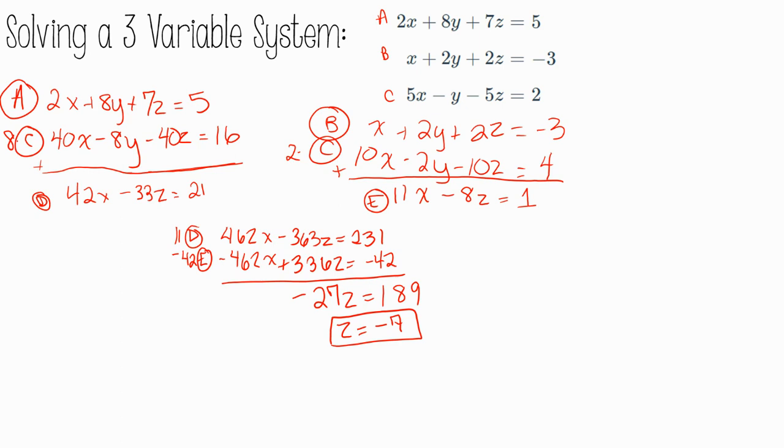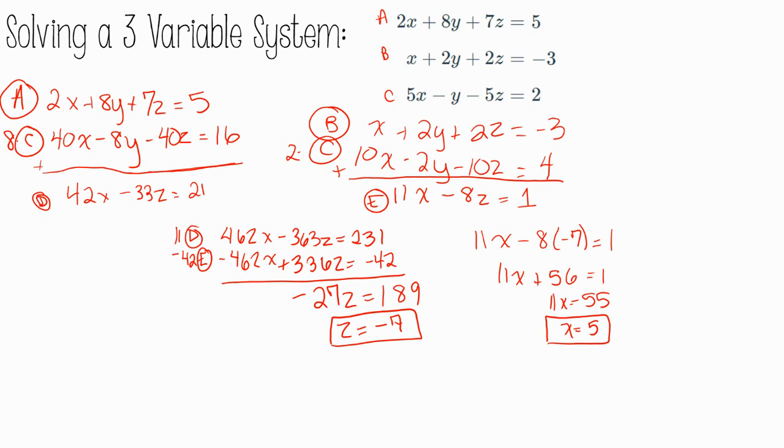And now we're going to work our way back. It doesn't matter which one you want to multiply into. I'll multiply into E. So I have 11x minus 8 times negative 7 equals 1. 8 times 7 is 56. Equals 1. Subtract 56. 11x equals 55, and x equals 5. So it's nice that this is coming out to be a point again as well.